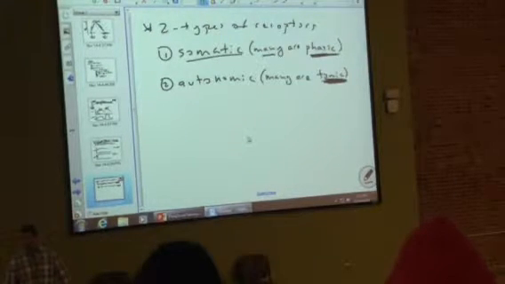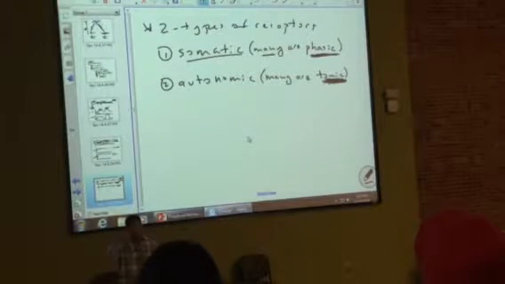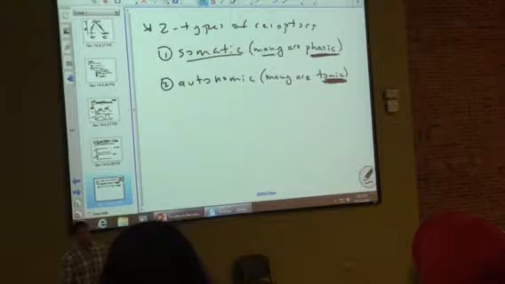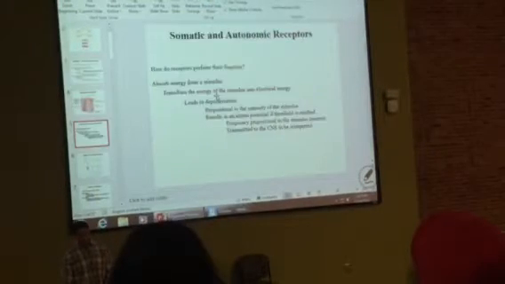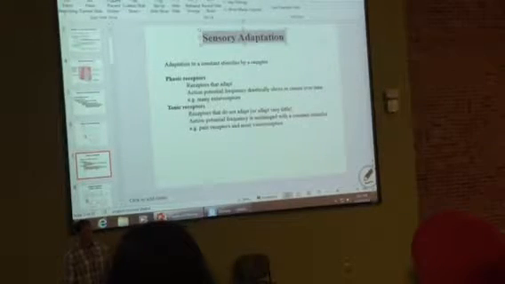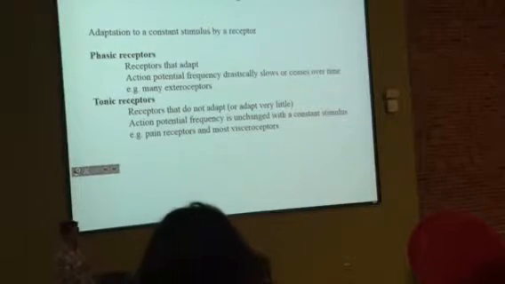All right? So let's talk about what that means. What is the difference between a phasic receptor and a tonic receptor? It's about action potential and a phenomenon called adaptation. So what we're going to do is talk about a phenomenon called sensory adaptation. All right? So we have phasic receptors, we have tonic receptors. They can be either somatic or autonomic. Okay, again, it's not a different kind of receptor. I just need to make that 100% clear.